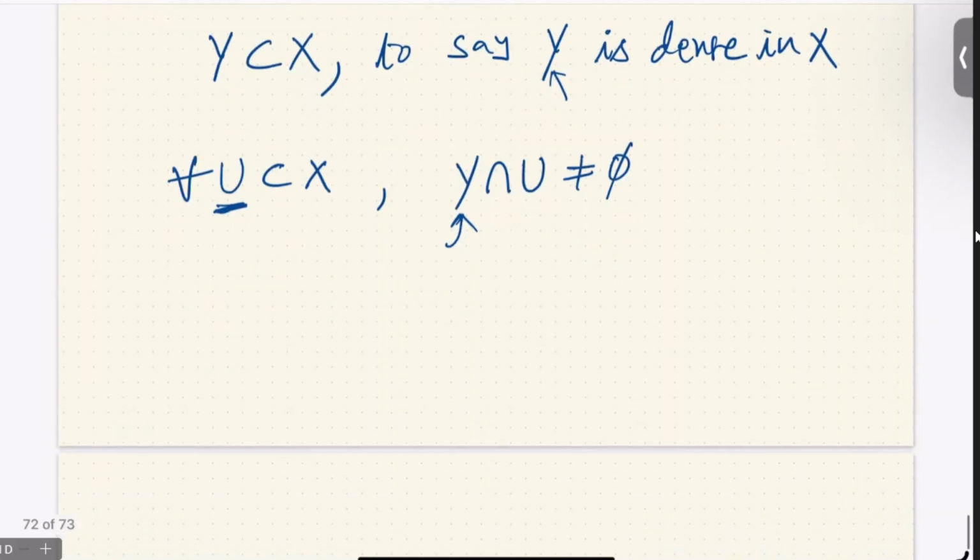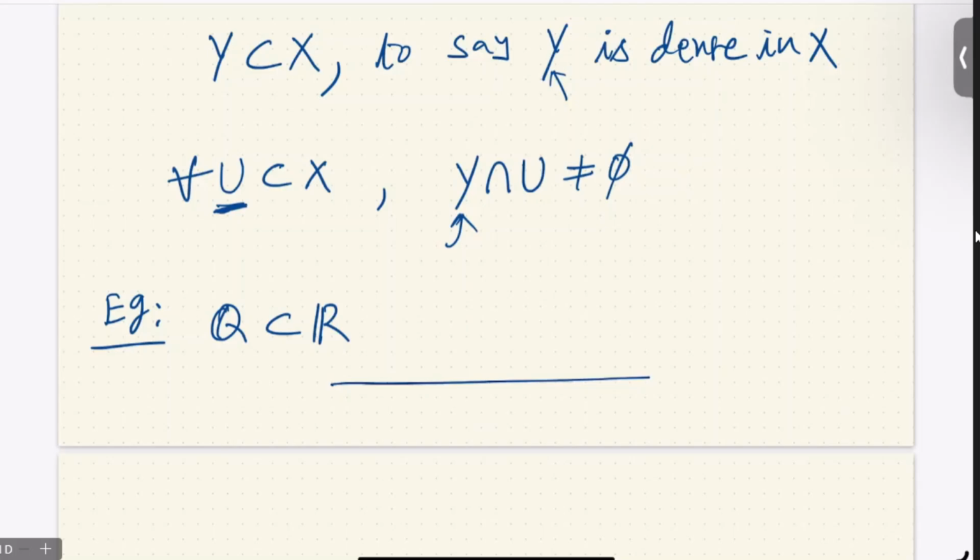So now, thinking of an example to understand this in a much more concrete way: rationals in reals. Q in R is dense. This is the real line, and you have tightly packed rationals. All these are rational numbers. There are no gaps at all.